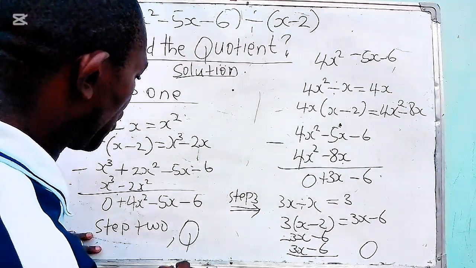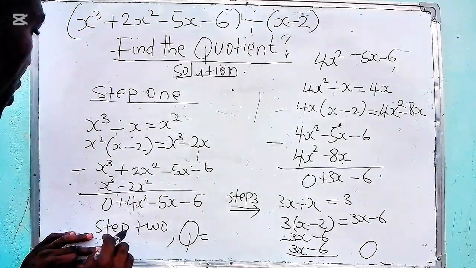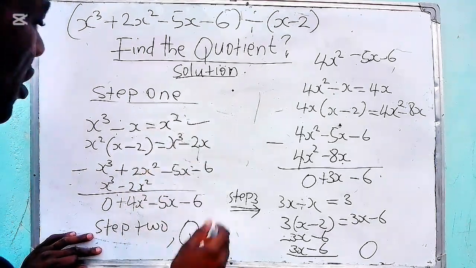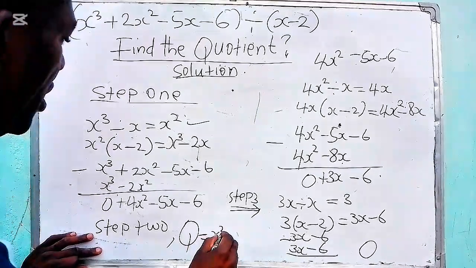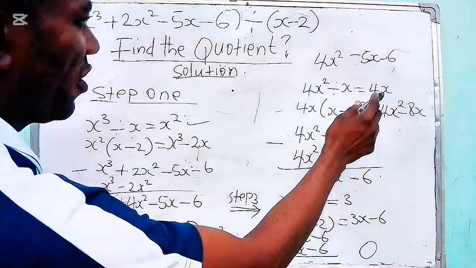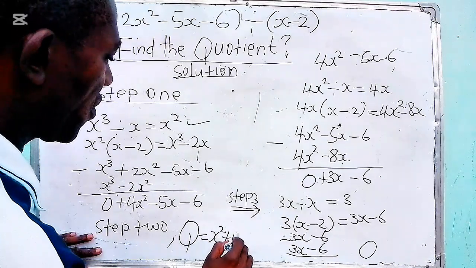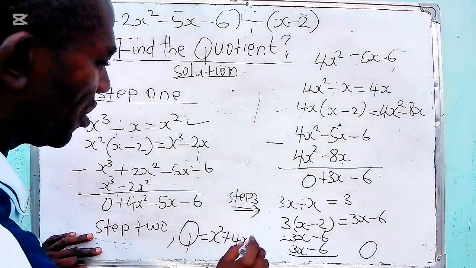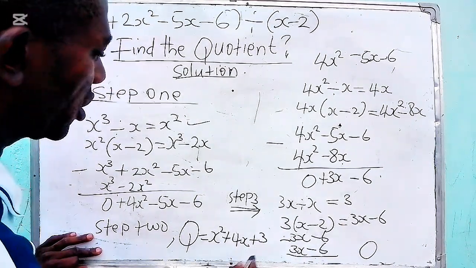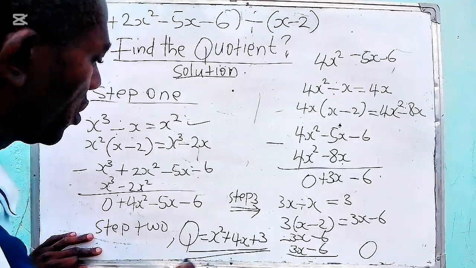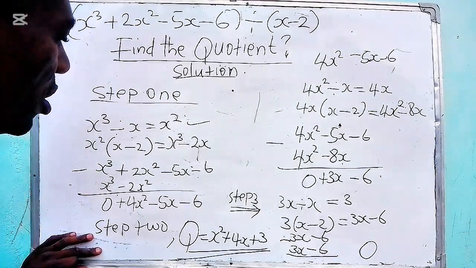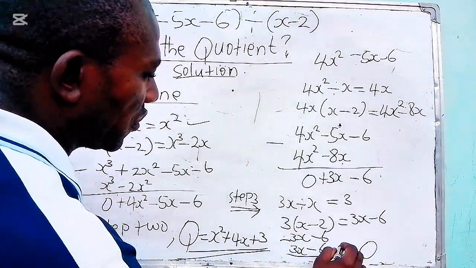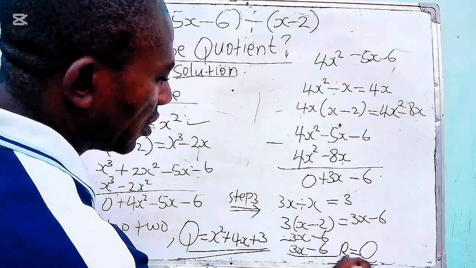Our quotient Q is equal to, in our first division, we have x squared. In the second division, we have plus 4x. And in the last division, what we have is plus 3. So our quotient is equal to x raised to power 2 plus 4x plus 3. That is our quotient. While our remainder is equal to 0.